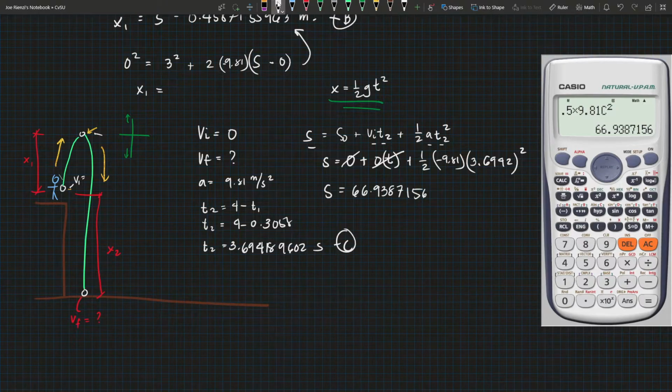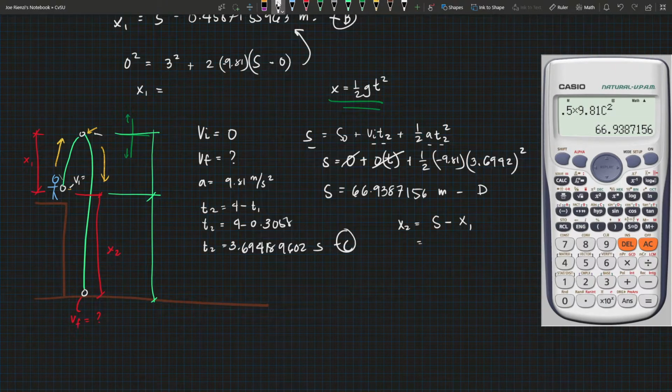So, we have 66.9387, S meters. Yung S na yan, galing siya sa pinakamataas hanggang dun sa pinakababa. Eh, ang hinahanap lang sa second question ay hanggang dito. So, isubtract natin S minus X1 para makuha natin si X2. So, parang X2 is equals to S minus X1. So, this will give 66.